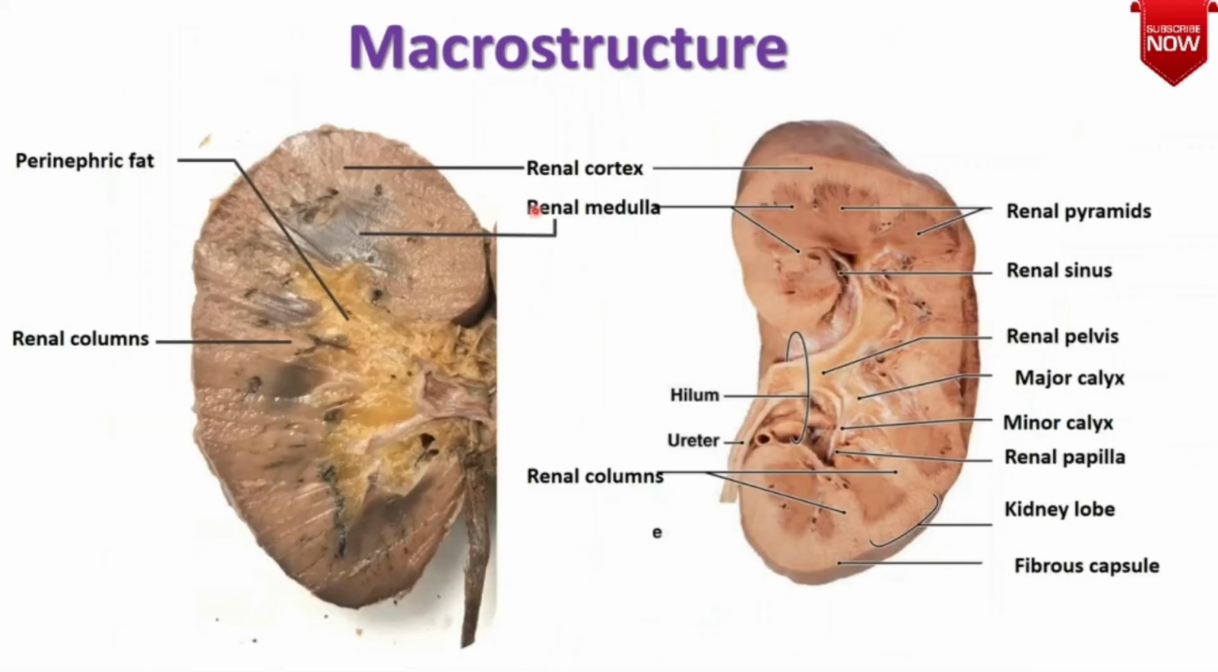Now the macrostructure of the kidney. So this is the coronal section of the kidney. The renal substance consists of outer cortex and inner medulla. Here you can appreciate the renal medulla, which consists of 8 to 18 renal pyramids. So these triangular structures are the renal pyramids. The parts of the cortex in between the renal pyramids are the renal columns.